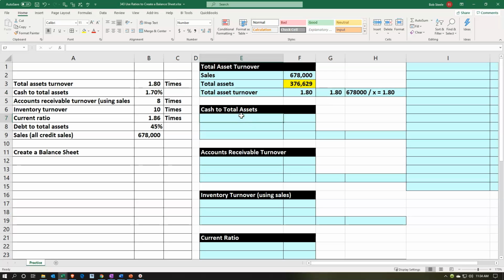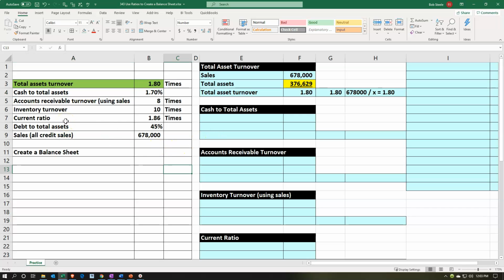So now we've got the accounts receivable. When we start to construct our balance sheet, we got the accounts receivable. That's good. So we did this one. We kind of looked into that and say, let's mark it off. Let's make it green because that means it's done. Then we got the cash to total assets.